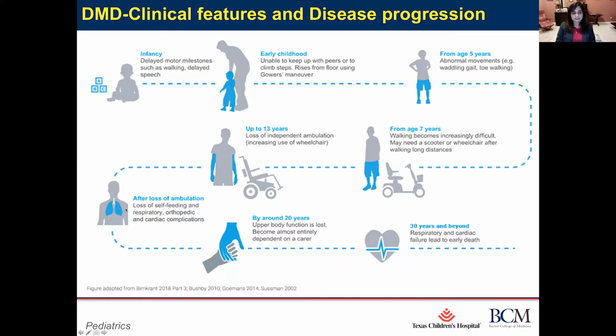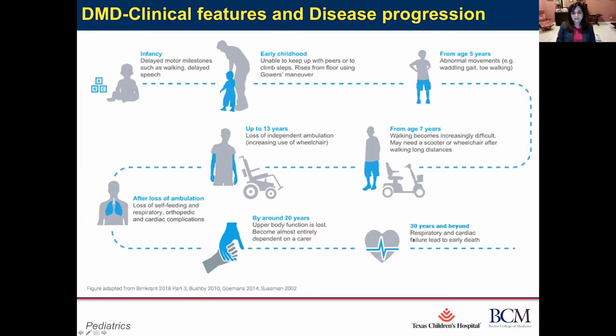And then once they stop walking, they start developing other complications related to breathing and orthopedic complications. Due to progressive muscle weakness, they develop contractures, scoliosis, foot deformities, and cardiac complications also start around that time. And by 20 years, most of the patients need non-invasive ventilation, especially at nighttime, and they have significant loss of upper body strength. And by 30 years, patients may die because of respiratory and cardiac complications.